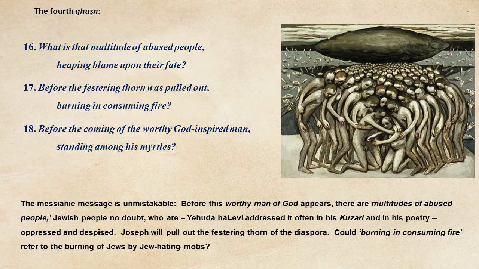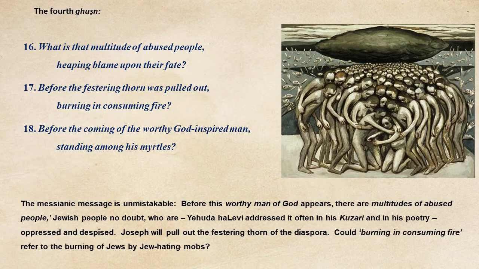stanza. It becomes more and more messianic and nicer in a way, I think, if it's all true. What is that multitude of abused people, heaping blame upon their fate? Before the festering thorn was pulled out, burning in consuming fire, before the coming of the worthy God-inspired man standing among his myrtles. Well, rephrasing this, the messianic message is unmistakable.